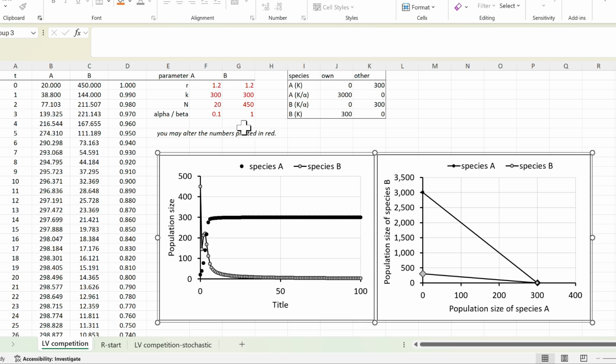What I have it set to now is species A facing very little competition. That is the competition coefficient. So it's 0.1 for species A. So it is thriving. And species B is facing a lot of competition from species A, so it's pretty much petering out. And we see a clear winner on the graph.